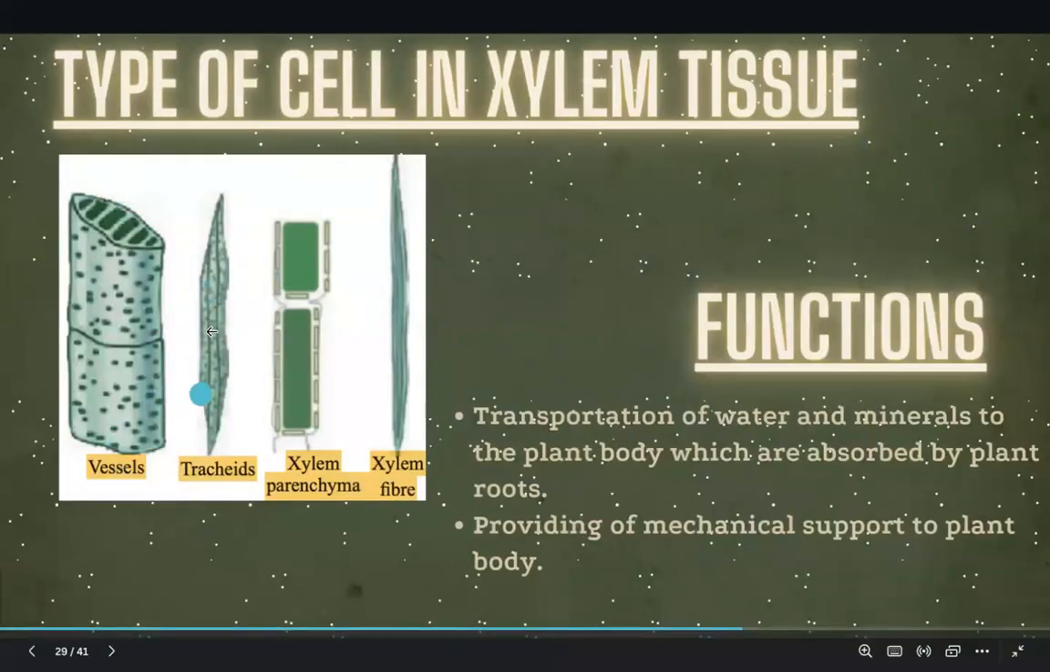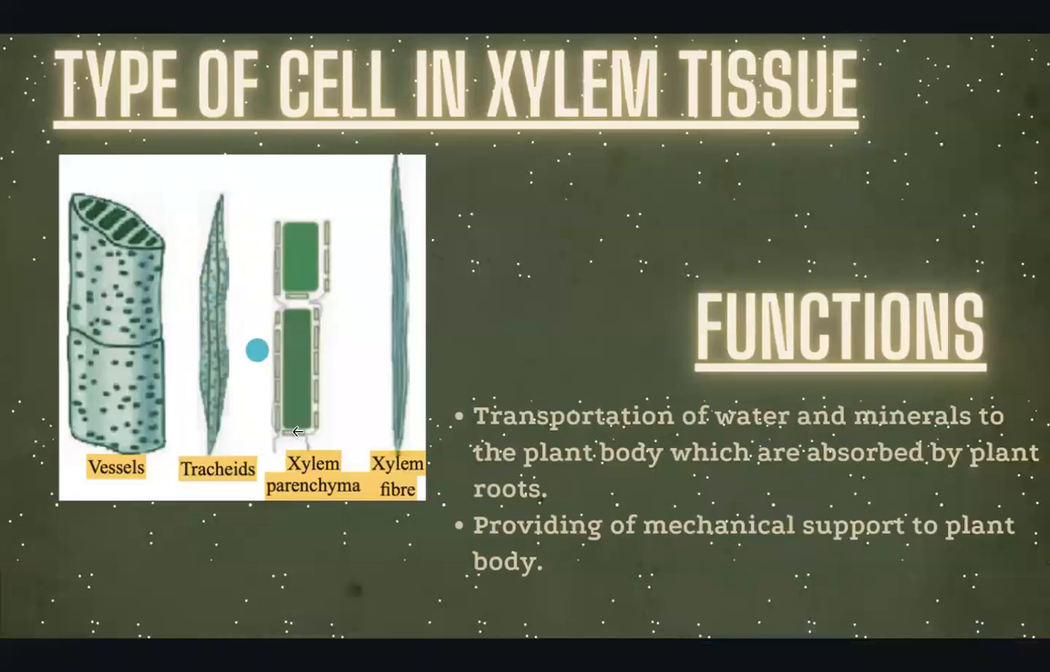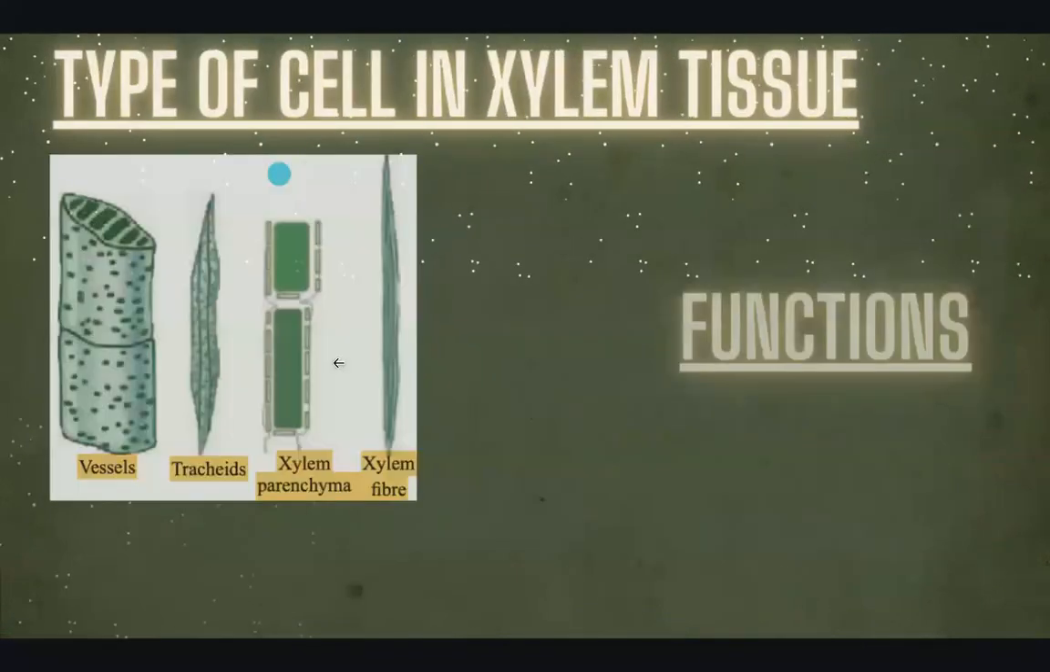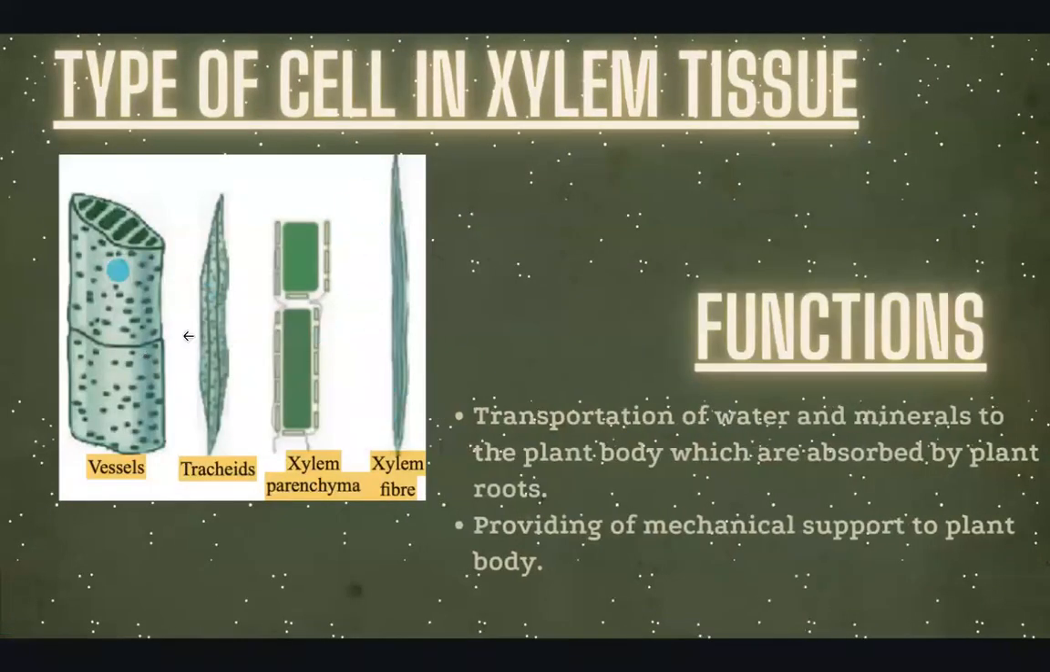Here are tracheids. Well, here tracheids are longer than the xylem fiber. But to get a closer look, the xylem fiber is being presented a bit longer than the tracheids. So tracheids are elongated. You saw in the diagram, spindle-shaped cells also help in the transportation of water. And then xylem fibers. They are shorter than the tracheids.